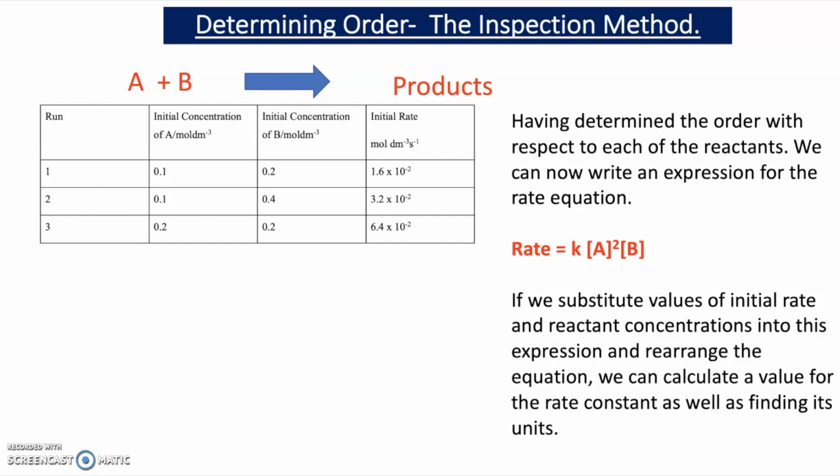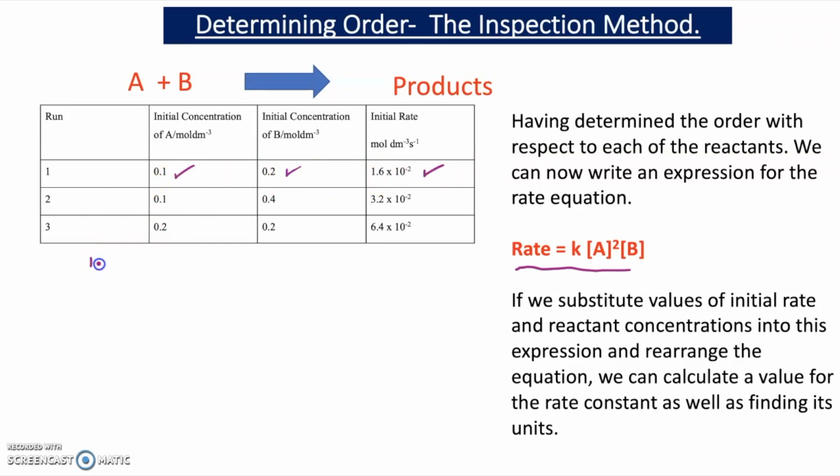So now we know the rate equation. Rate is equal to K times the concentration of A squared times the concentration of B. All I have to do now is substitute the values from the table into this equation to find the value of K. So I'm going to use the values from run 1 or experiment 1.